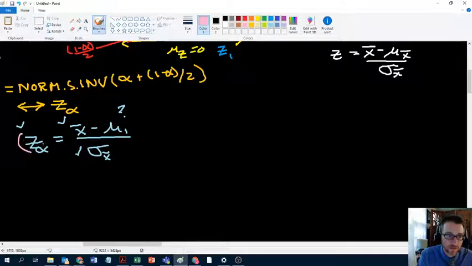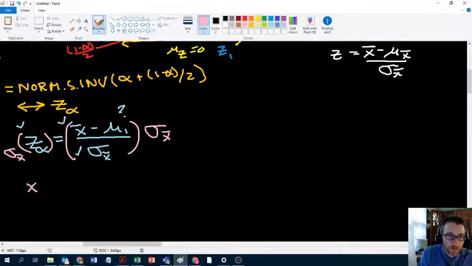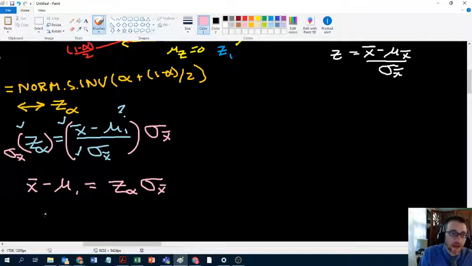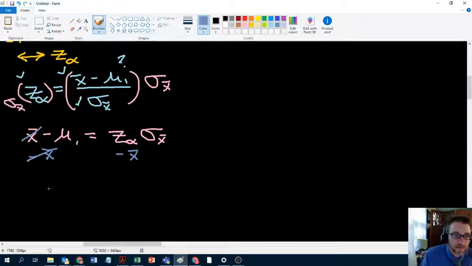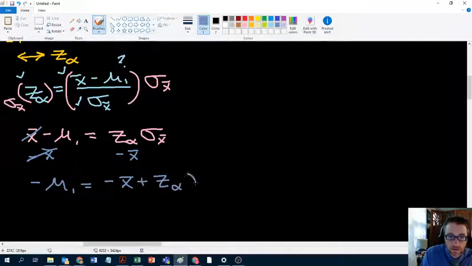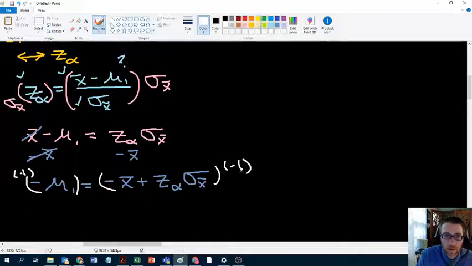To do that, we need to get mu by itself. So first things first, just like we did before, we're going to multiply both sides by sigma x bar. Flipping over the equal sign, we get x bar minus mu 1 equals z alpha times sigma x bar. And then we need to get rid of the x bar on the left side. So let's see, subtract x bar, these cancel. We get negative mu 1 equals negative x bar plus z alpha times sigma x bar. And then we need to cancel out that negative sign. So if we multiply both sides by negative 1, we get mu 1 equals positive x bar minus z alpha times sigma x bar. Ta-da!